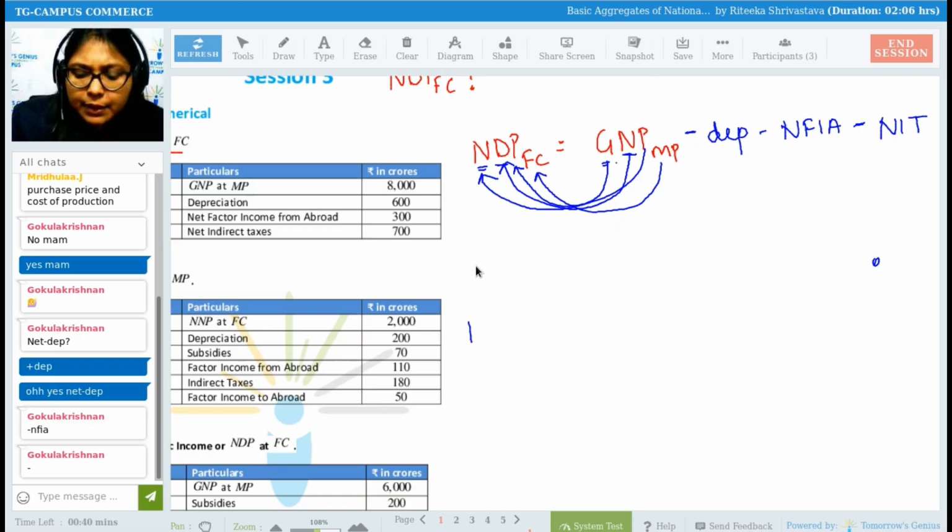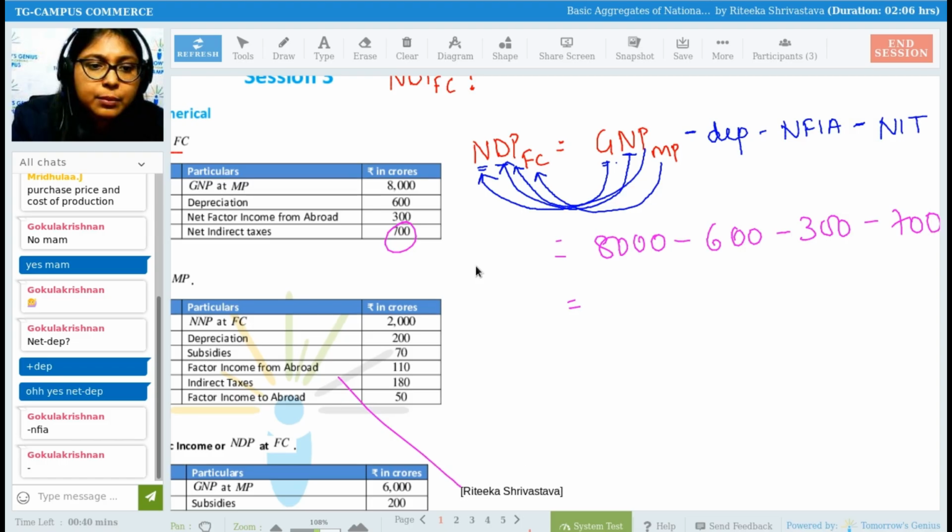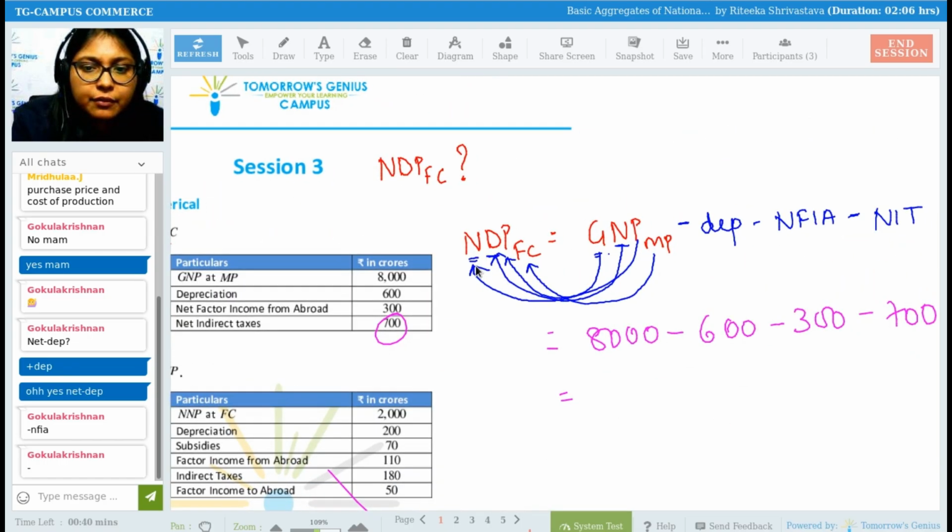Now you have to simply put the numbers. GNP at MP is 8,000, minus depreciation is 600, minus NFIA is 300, and NIT also we have to minus, so NIT's value is 700. Whatever the total you get over here will be your value of NDPFC. Simple. That is how you have to do the conversion.